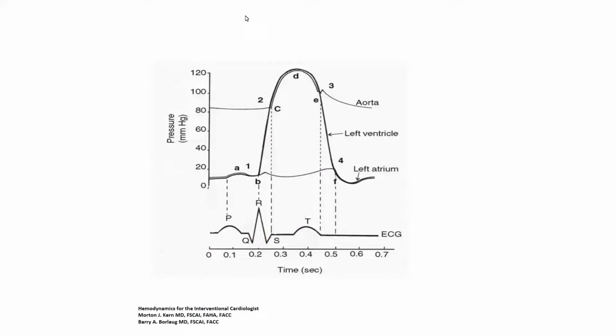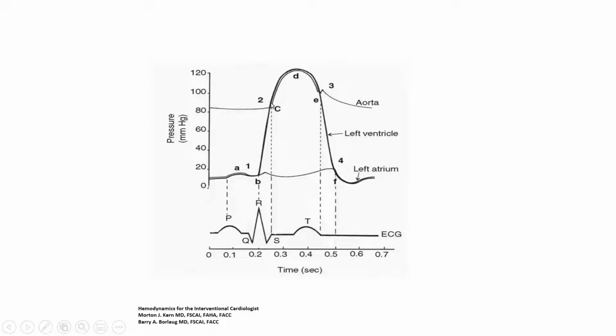Now, this is how the LV pressure tracing looks like. Okay, so you have a diastolic bottom and a systolic peak. And this is the upstroke and you have the downstroke. And you have this diastolic curve and it starts over again.